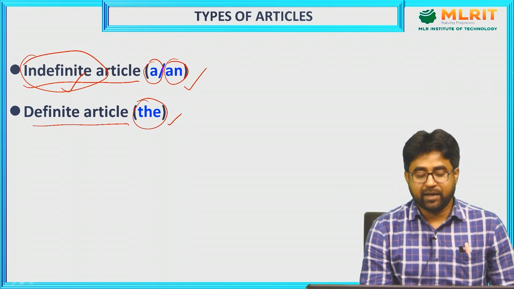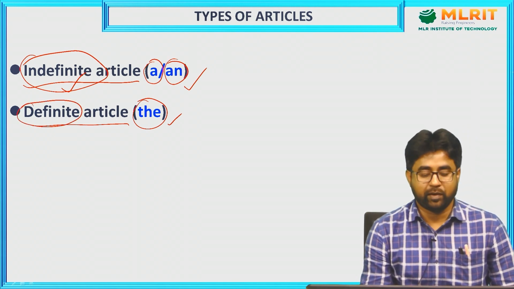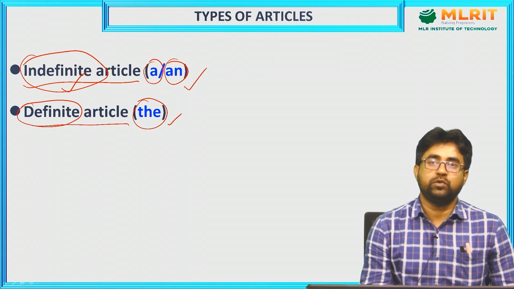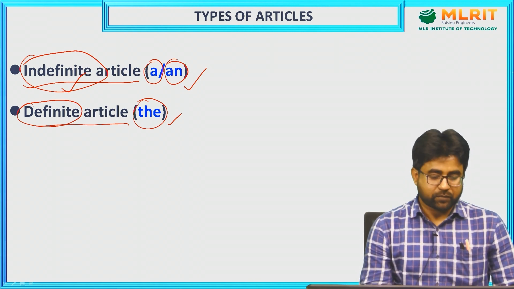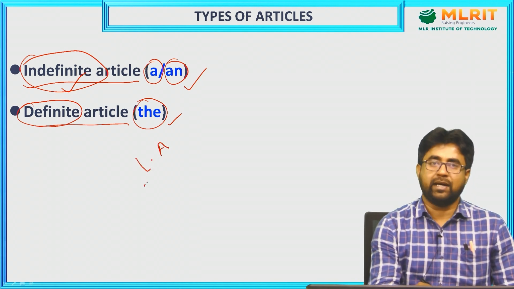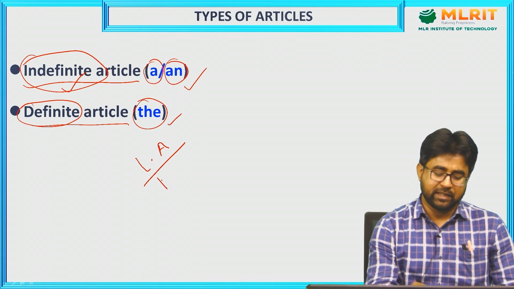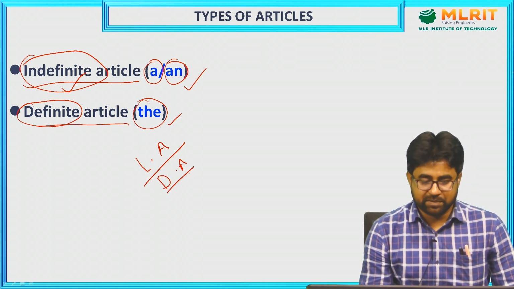Now what is a definite article? Again, this name itself will give you an ample idea. Definite article means this particular article is used to make a particular noun specific, particular. Fine. So please do remember there are two kinds of article. One is indefinite article and one is definite article. Now let's come to the next part.